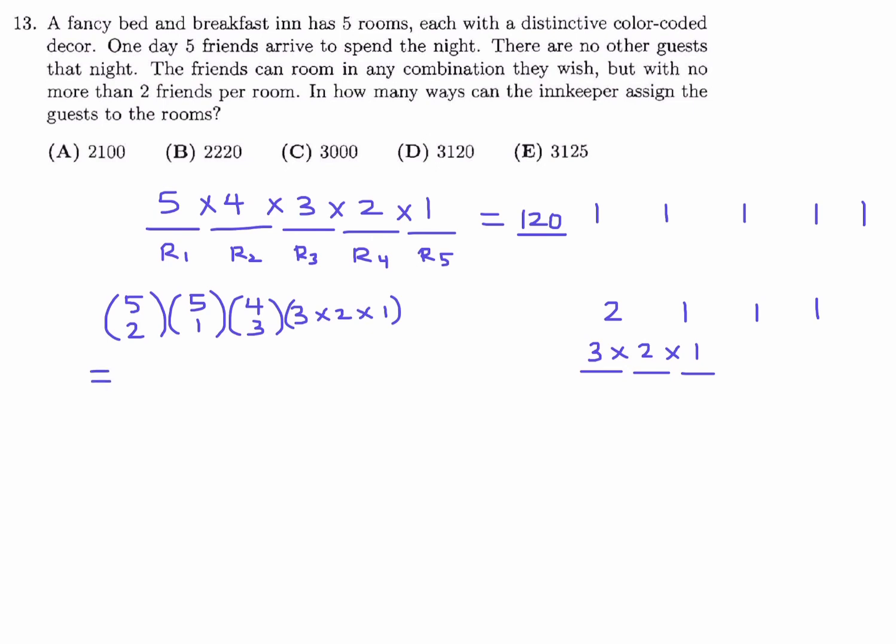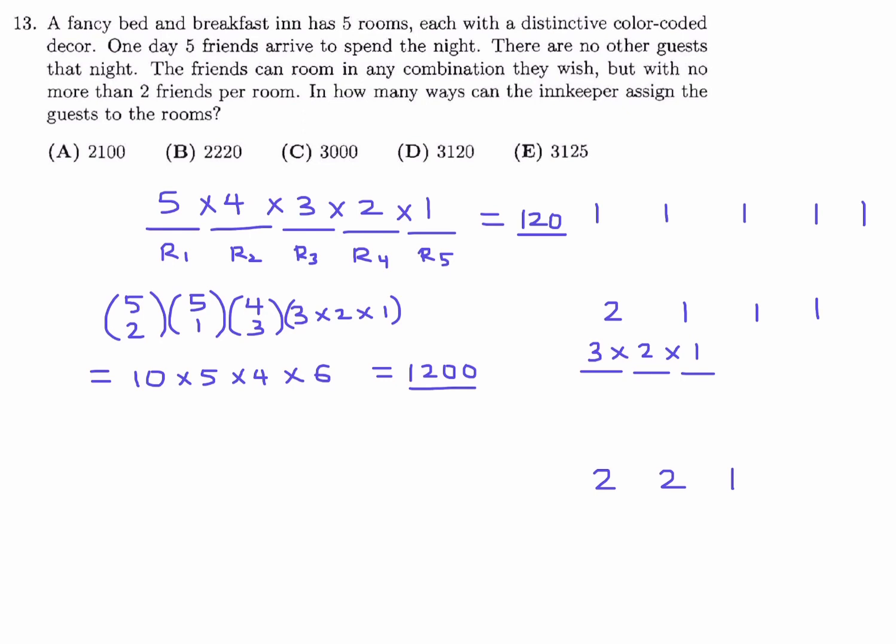So 5 choose 2 is 10. 5 choose 1 is 5. 4 choose 3 is 4. And then 3 times 2 times 1 is 6. And that gives me 50 times 24, which is 1,200. Okay, so far, so good. Now we have one final scenario, which is you put two friends in one room, two friends in another room, and one friend in alone by himself or herself.